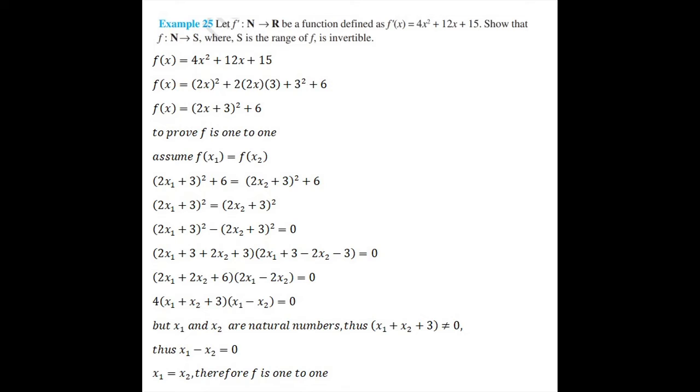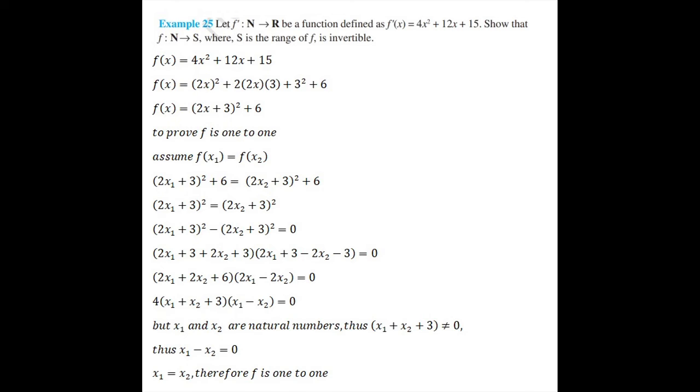Well, f of x equal to 4x square plus 12x plus 15. I can write 4x square as 2x the whole square, plus 2 into 2x into 3, plus 3 square, plus 6, writing 15 as 9 plus 6, 9 as 3 square. Then it will be like 2x plus 3 the whole square plus 6. Now f of x1 equal to f of x2, similar procedure. Finally we get 2x1 minus 2x2 times, taking 2 common, x1 plus x2 plus 3 in the bracket. That can never be equal to 0 because the sum of two natural numbers is a natural number, plus 3 is another natural number, which is not at all equal to 0. Therefore x1 minus x2 equal to 0, thus x1 equal to x2. So the function is 1 to 1.